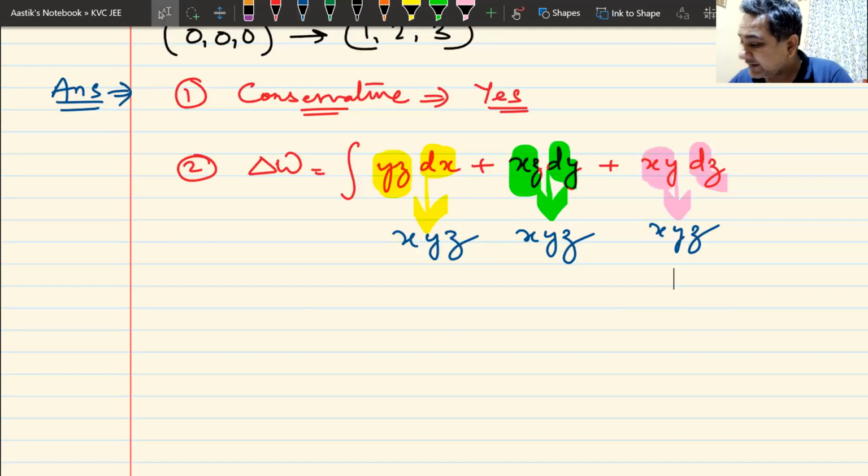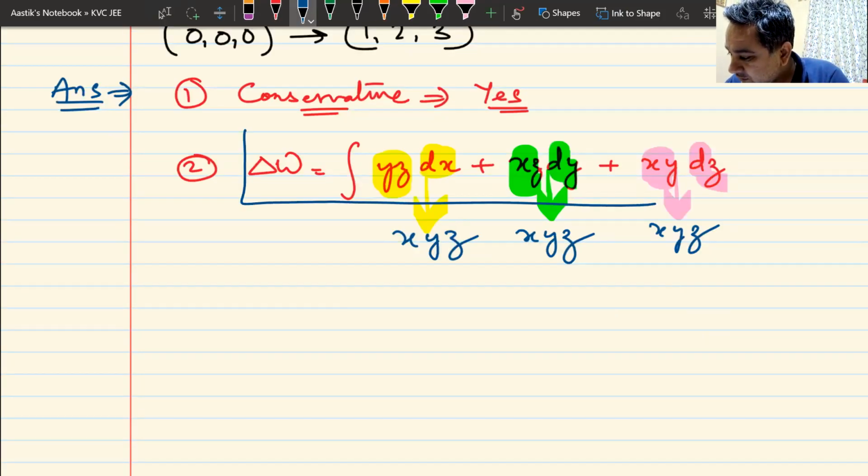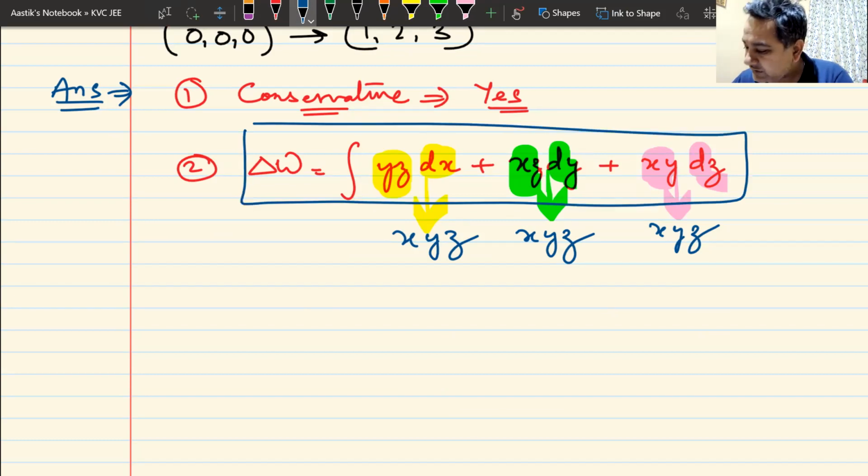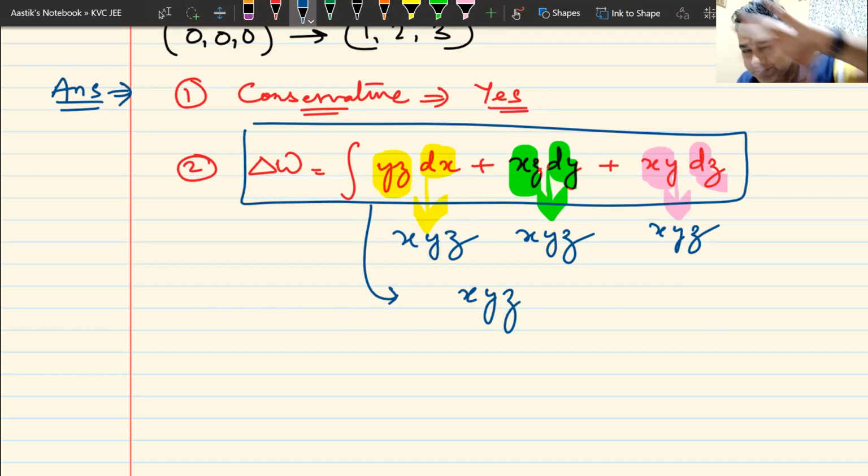And see that the entire integral just becomes xyz, not 3xyz. Don't say, sir, one is here, one is there, one is there. It's a multiplication of three different functions, and this is its derivative. So the entire integral is just one function.